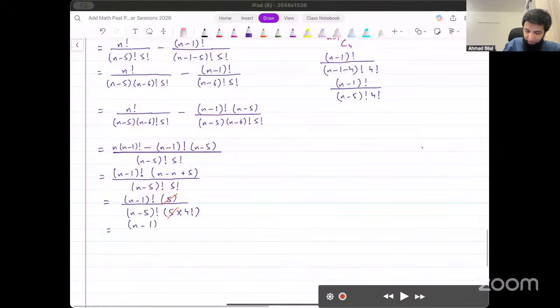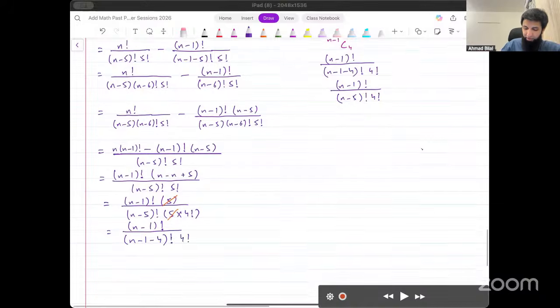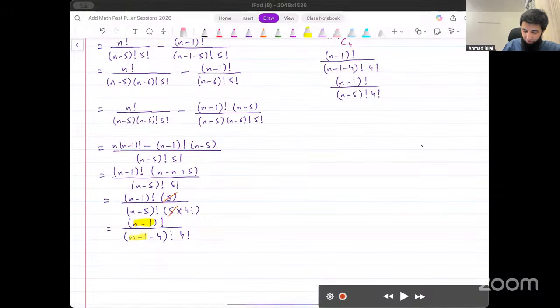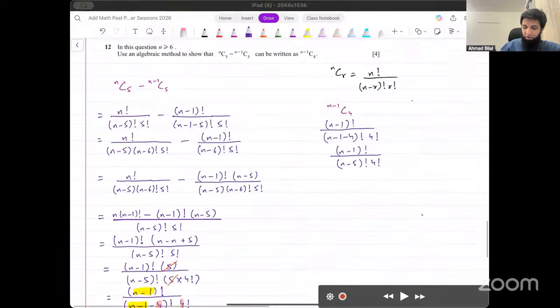n minus 1 whole factorial divided by n minus 5 whole factorial, which we could write as n minus 1 minus 4, into 4 factorial. Since we are showing this, it's important to make clear to the examiner the logic that you're using. Now you could say this thing is going to be on top of C and this thing is going to be at the bottom. So this can now be written as n minus 1 C 4, and that is what they wanted us to show.